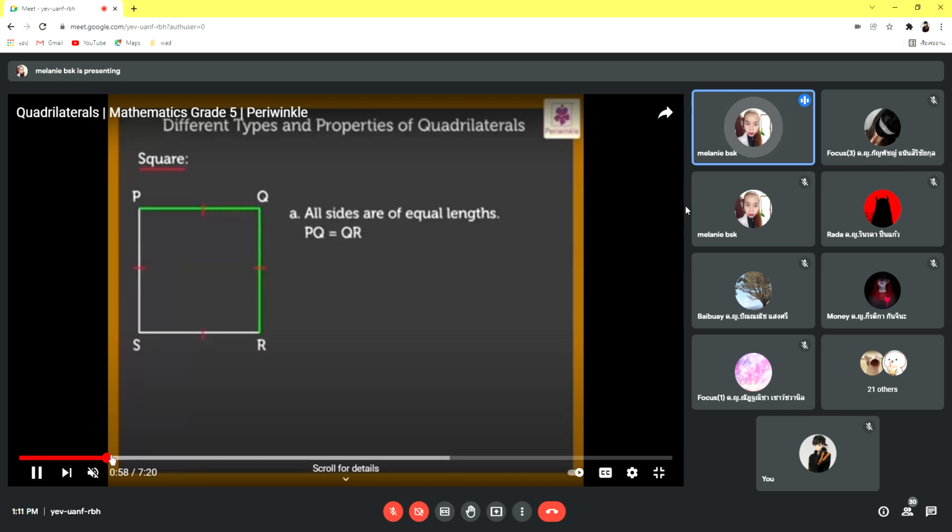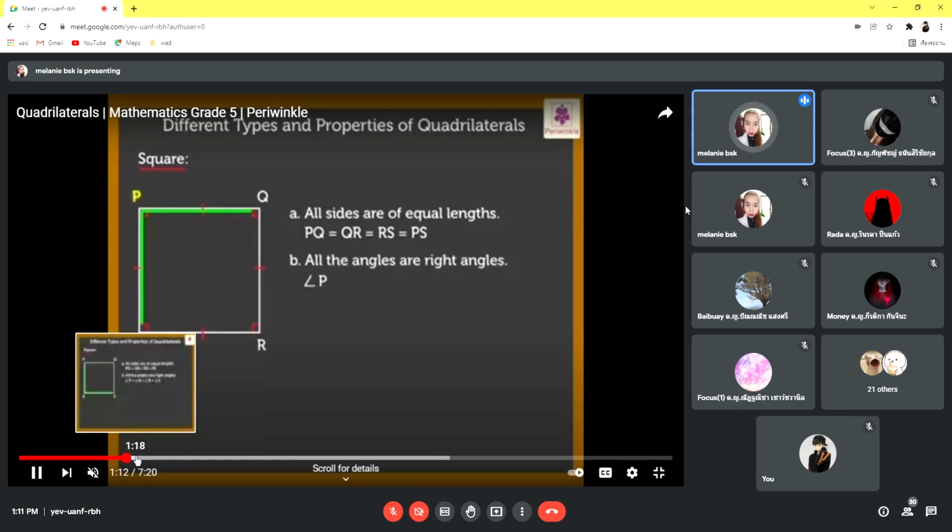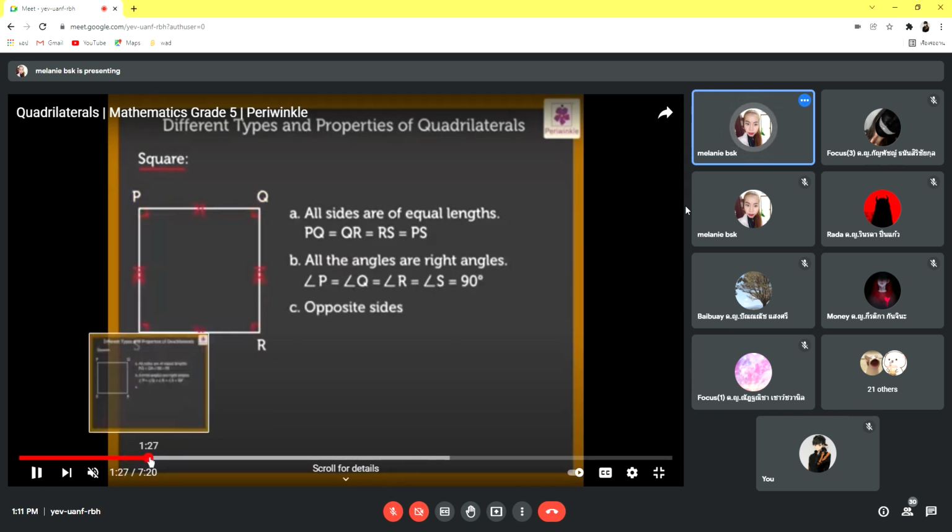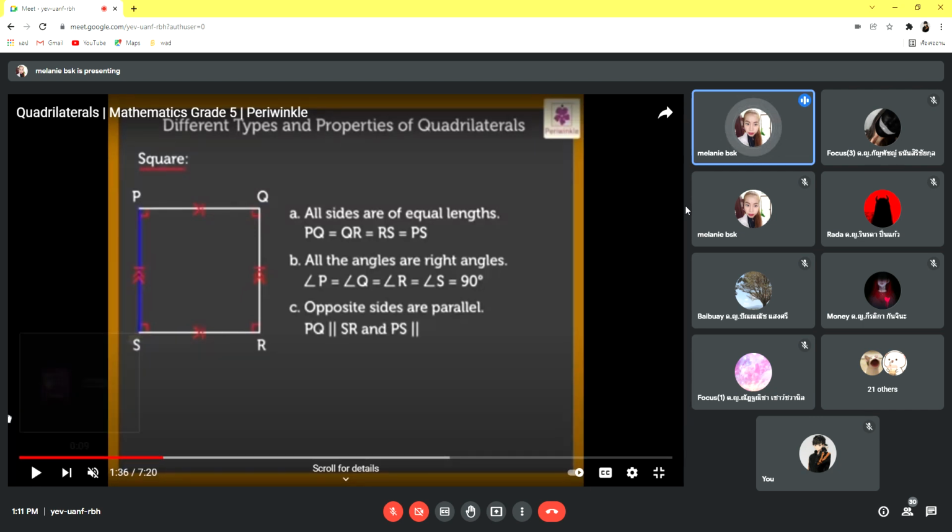All sides are of equal length. So what else does a square have? Here we go. We're just going to have the square, children. All sides are of equal lengths. These sides, PQ, the P and the Q, are the same length, and this one is the same length. All the angles are right angles. This one, 1, 2, 3, 4. Four sides are all right angles.